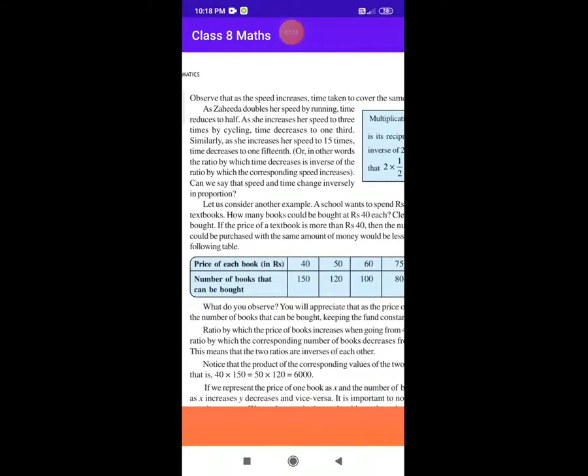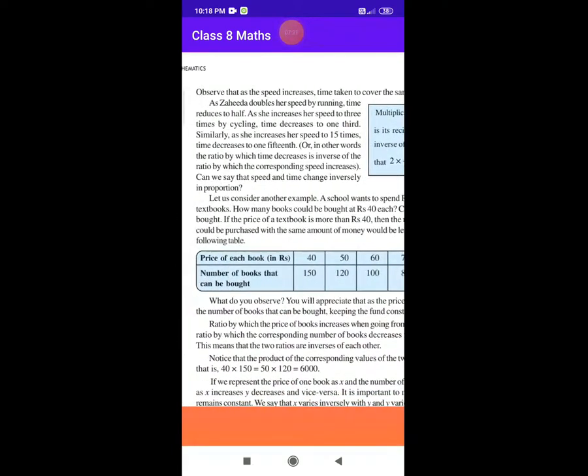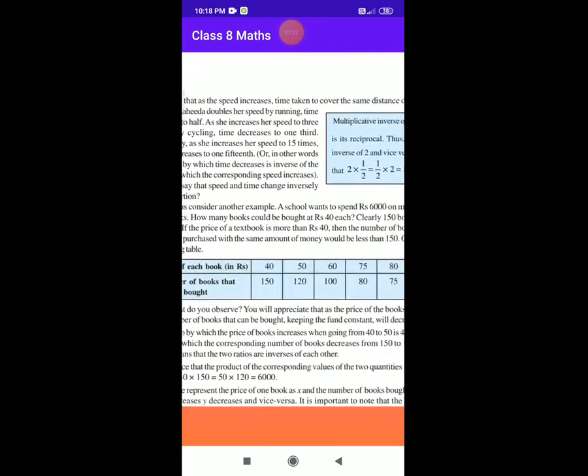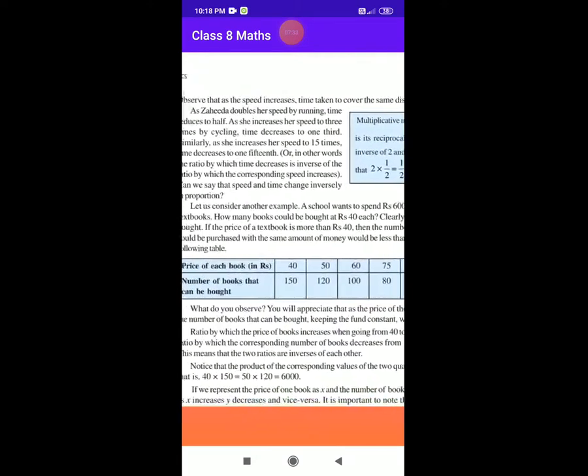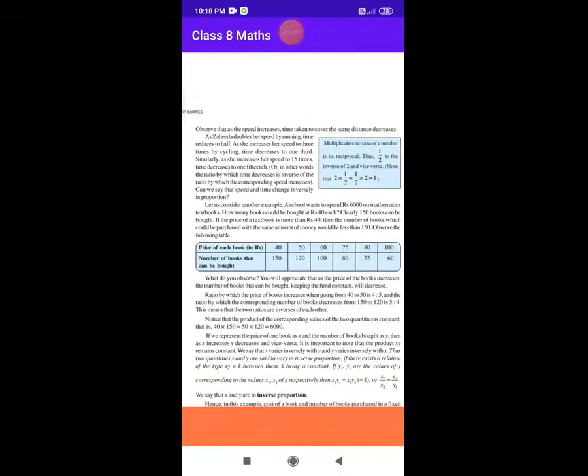If the price of the textbook is more than 40 rupees, then the number of books which could be purchased with the same amount of money would be less than 150. Observe the following table now. Price of each book in rupees: 40, 50, 60, 75, 80 and 100. And the number of books that can be bought is 150, 120, 100, 80, 75 and 60 respectively.